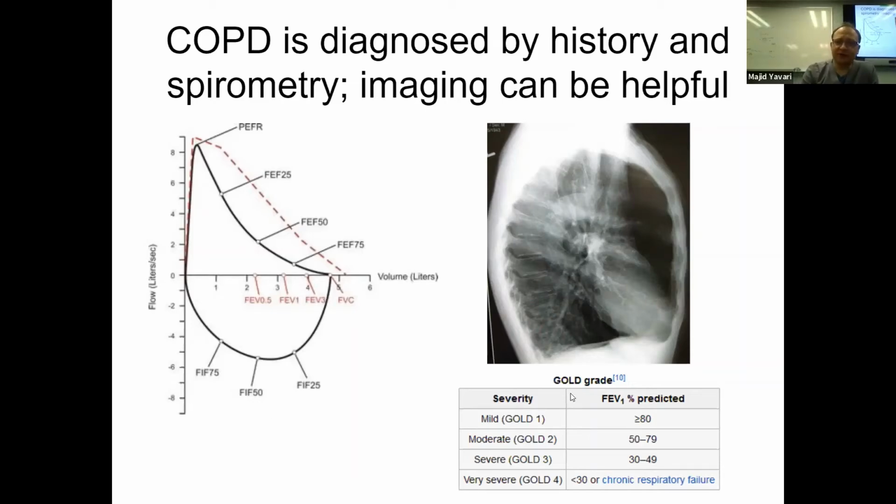COPD severity is GOLD still, and that's based on the percent of FEV1 predicted. In very severe disease, these folks often have chronic respiratory failure. If they're a pink puffer phenotype, it's usually a compensated respiratory acidosis from air trapping. If they're a blue bloater phenotype, it's usually chronic hypoxemic respiratory failure from inflammatory lung infiltrate, shunting, and destruction of alveolar units.